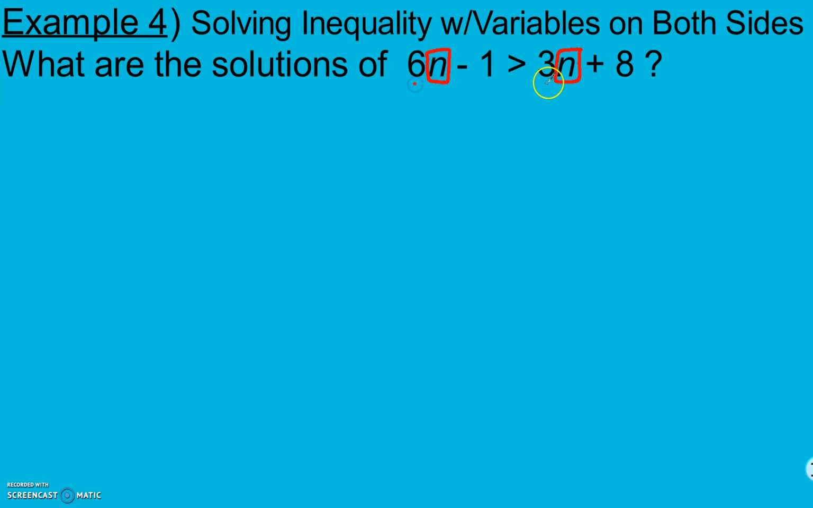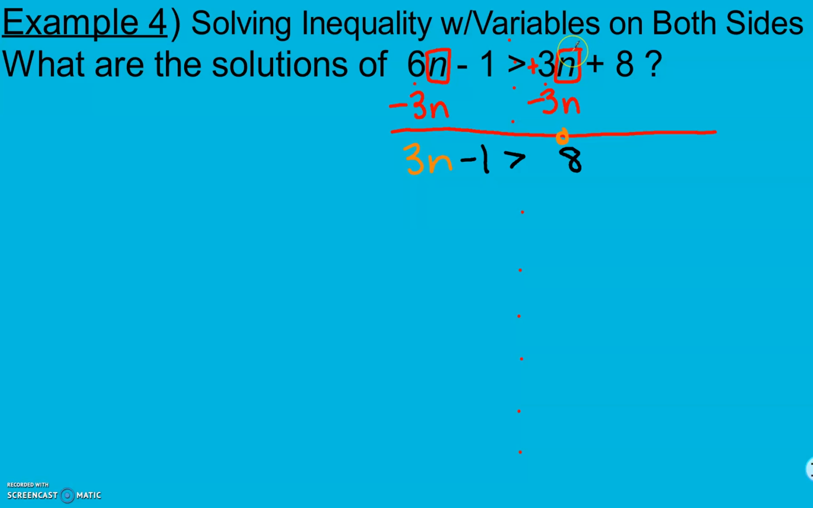So 6n and 3n, 3n is smaller, that's the one I'm going to move. And again, whenever we move from one side to the other, we have to do the opposite. Right now I have a positive 3n, so I'm going to subtract a 3n. And again, that's like terms with my 6n, so those can go together. What I get here is 3n. 3n minus 3n is 0. I did not change my constant terms at all.